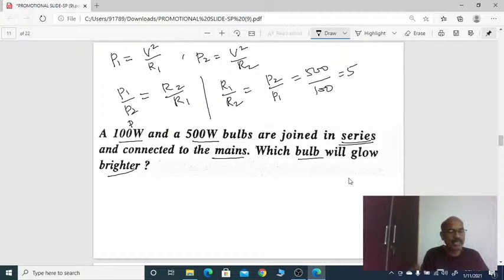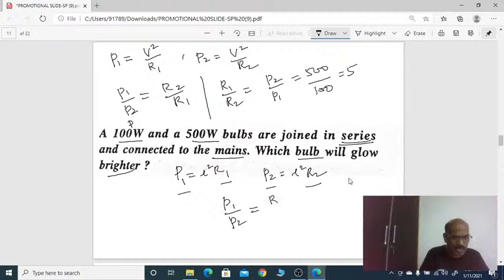Let P1 and P2 be the power dissipated by the two bulbs. We know the formula power P equals I square R. First bulb P1 equals I square R1, similarly P2 equals I square R2. Now P1 by P2 equals R1 by R2, directly proportional. We already know R1 by R2 is 5, so P1 equals 5 times P2.